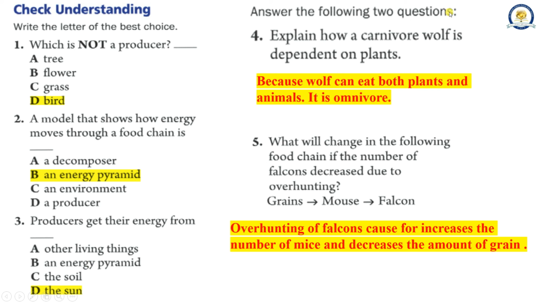Answer the following 2 questions. 4. Explain how a carnivore wolf is dependent on plants. Because a wolf can eat both plants and animals. It is an omnivore.